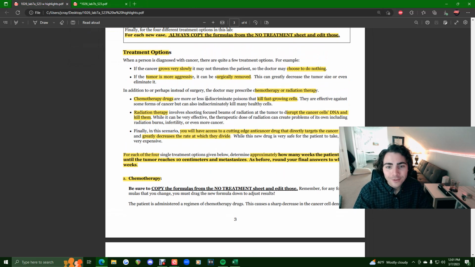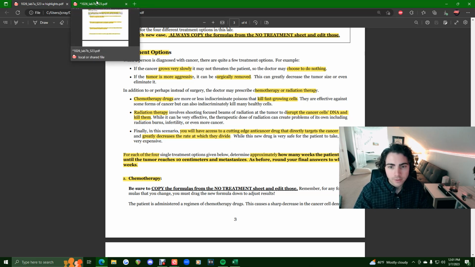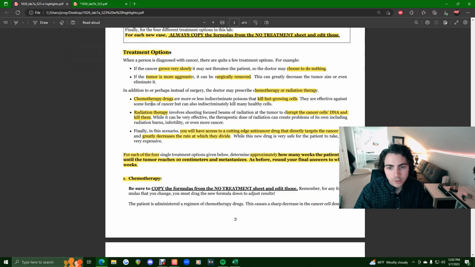So chemotherapy, it kills fast-growing cells, and so it's effective against cancer, but it indiscriminately kills many other healthy cells. So you've experienced family members or friends or whomever that have had chemotherapy or even radiation. What's their life looking like? You know what I mean? How's their quality of life? Maybe use that as a gauge.